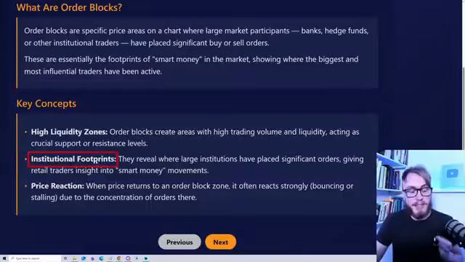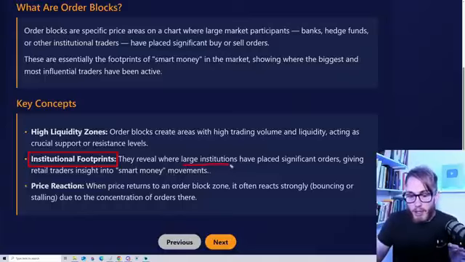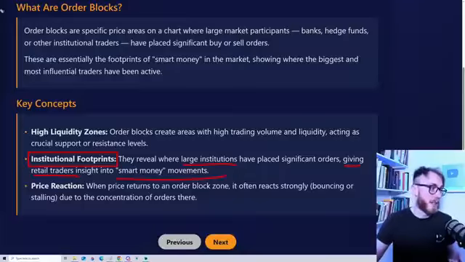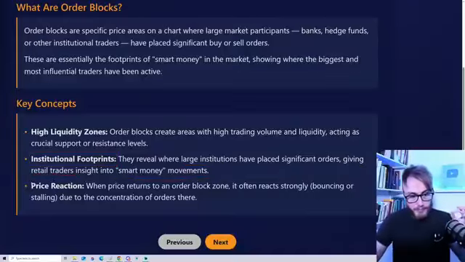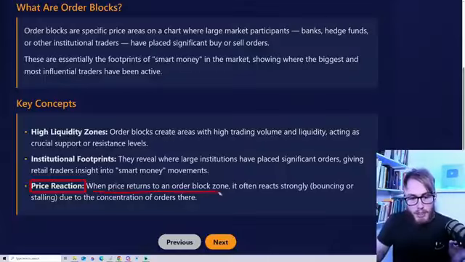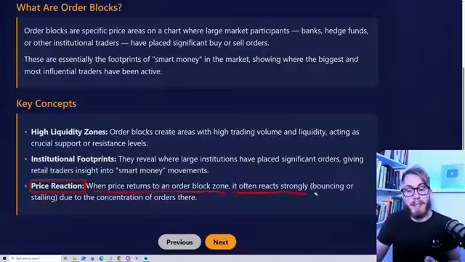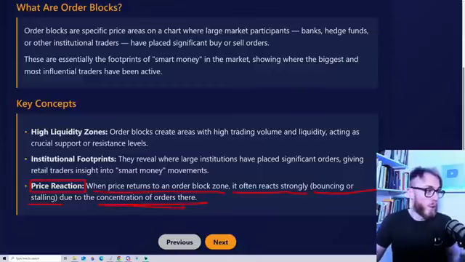The next key concept here is institutional footprints, because order blocks basically reveal where large institutions have placed significant orders, giving retail traders like me and you insights into the smart money movements. This is very, very key. Last but not least, price reaction. This is a concept that you need to have in mind throughout the rest of the video. When the price returns to an order block zone, it can often react strongly, meaning bouncing or stalling due to the concentration of orders there.